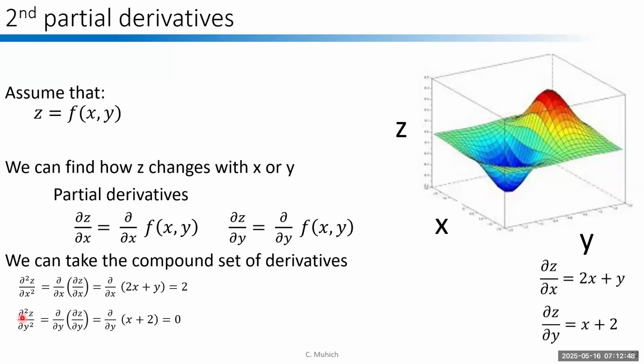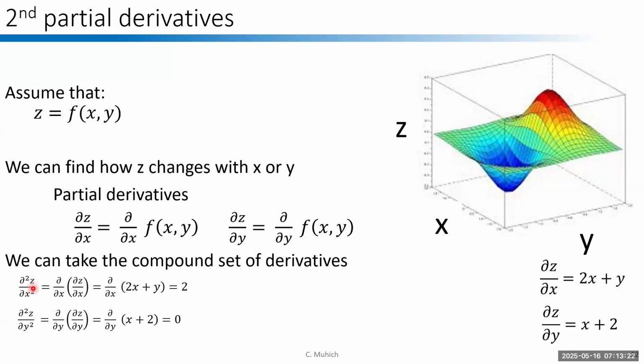I can do a similar thing with taking the second partial derivative with respect to y. This time I take my partial z partial y, which we had over here as x plus 2. I substitute that into this piece. I then have partial with respect to y of x plus 2. There are no components that contain y. This second partial derivative is 0.